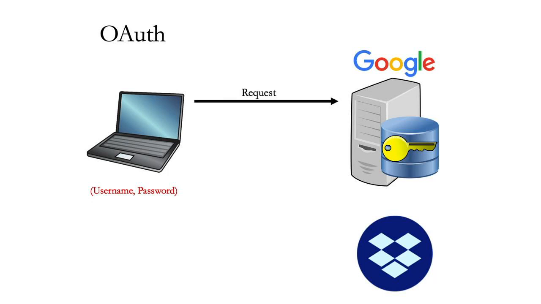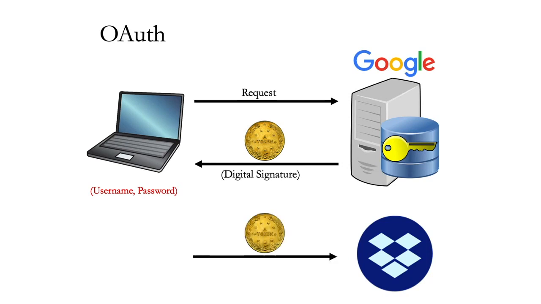Then the Google server will verify if the password is correct or not. If it's correct, it will use a secret key to generate a token. It could be a digital signature in this case. Then the user can just forward this token to Dropbox. Dropbox will verify if this is a correct token generated by Google and so on. If everything looks good, it will give you access.